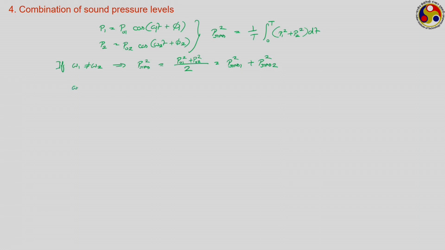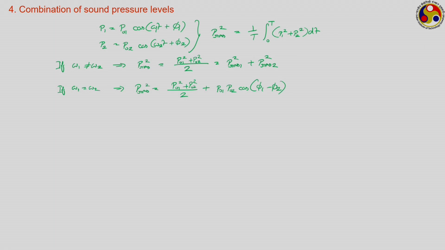However, when omega 1 is equal to omega 2, then we have a simpler situation. Then this P RMS square is directly P naught 1 square plus P naught 2 square upon 2 plus P naught 1 into P naught 2 into cos of phi 1 minus phi 2. This can easily be calculated following this particular integration.